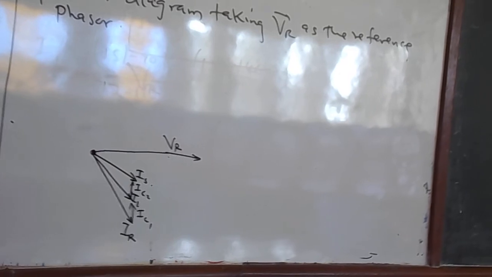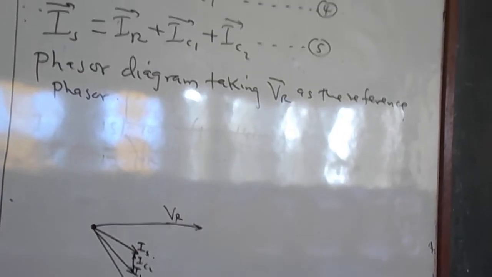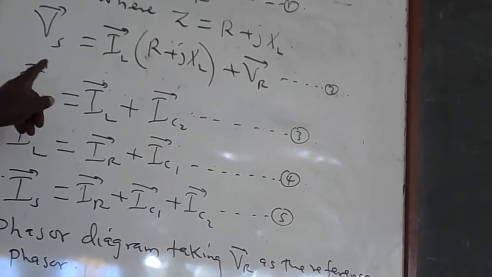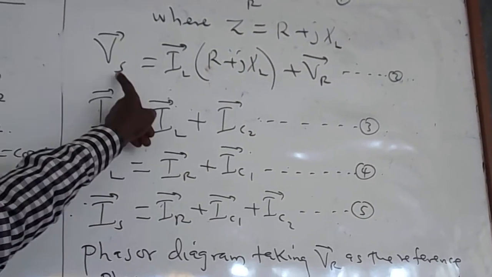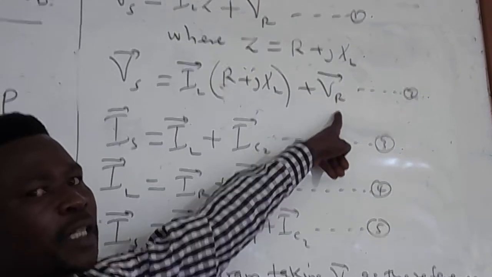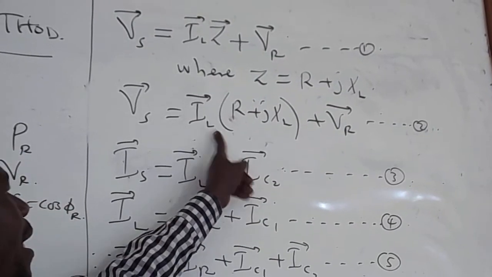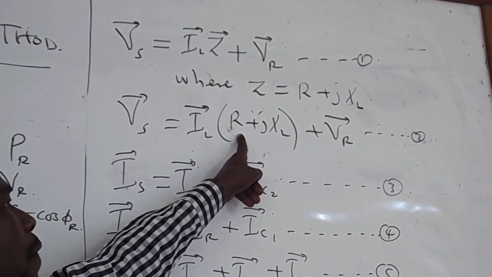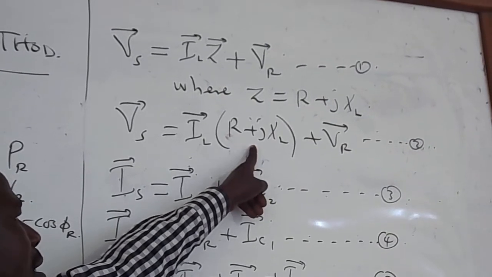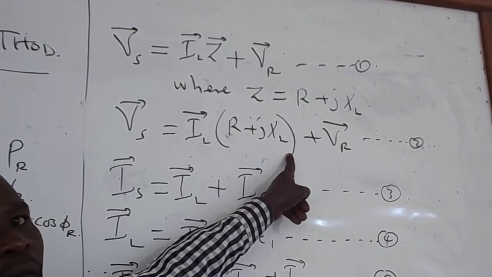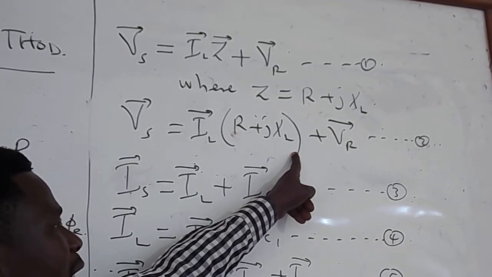Now, back to equation 2. If the bracket in equation 2 is broken, then you will realize that the sending end voltage will be equivalent to the receiving end voltage plus ILR, which is the voltage across the resistance, plus jILXL, that is the voltage across the inductance.